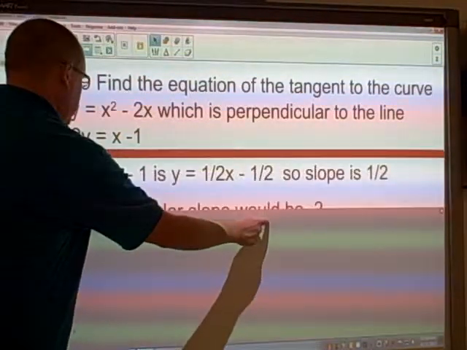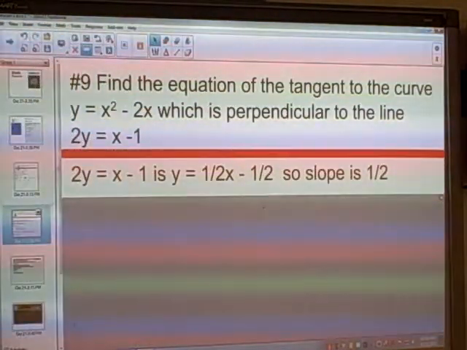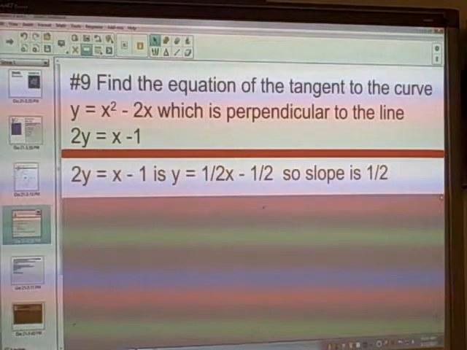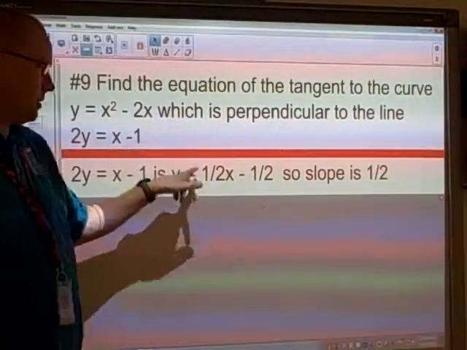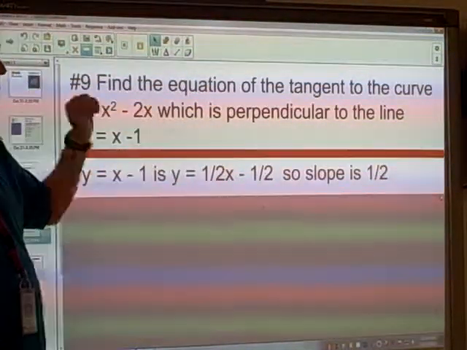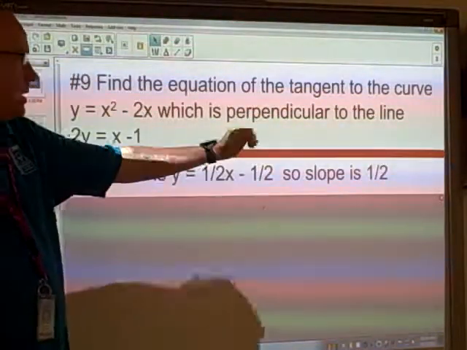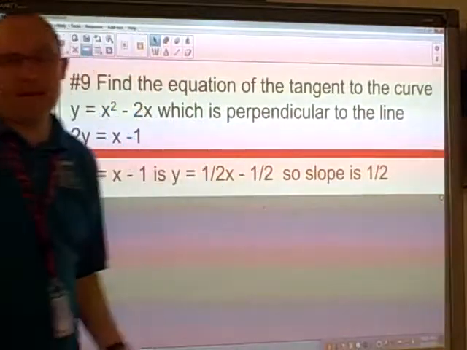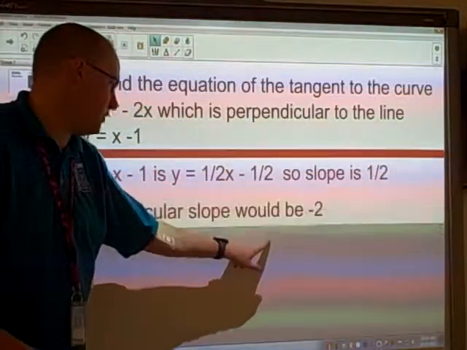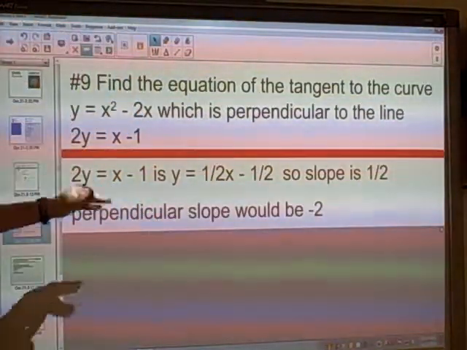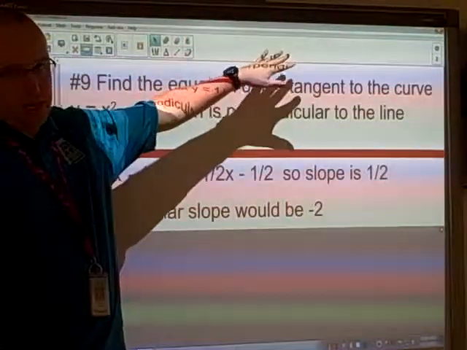So if we rearrange this, dividing both sides by 2, then you can see from this then, the slope of this is 1/2. Now it says we want the one that's perpendicular to this line though. So if this slope is 1/2, the negative reciprocal for that would be -2. Now that's what we want the slope of the tangent to be.